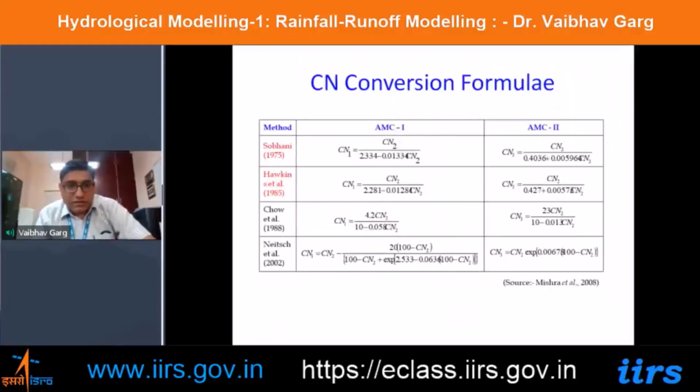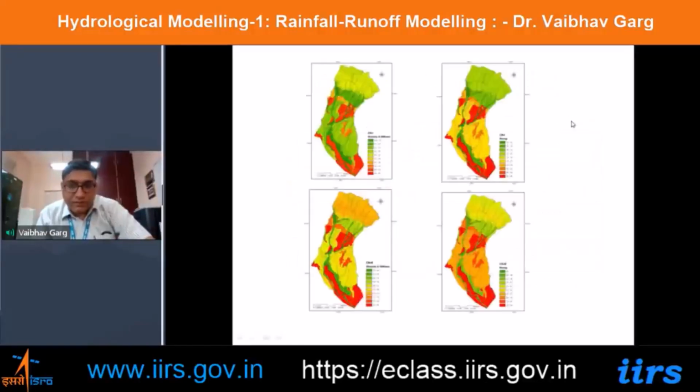And then for each sub-watershed, we have analyzed the rainfall data. Then we have used the Sobhani and Hawkins methods to convert the CN2 value to CN1 or CN3 based on the AMC condition identified. So these are the CN1 and CN3 maps of the watershed. So this is the CN1. If the CN1 condition is satisfied in a watershed, this is the CN1 value.